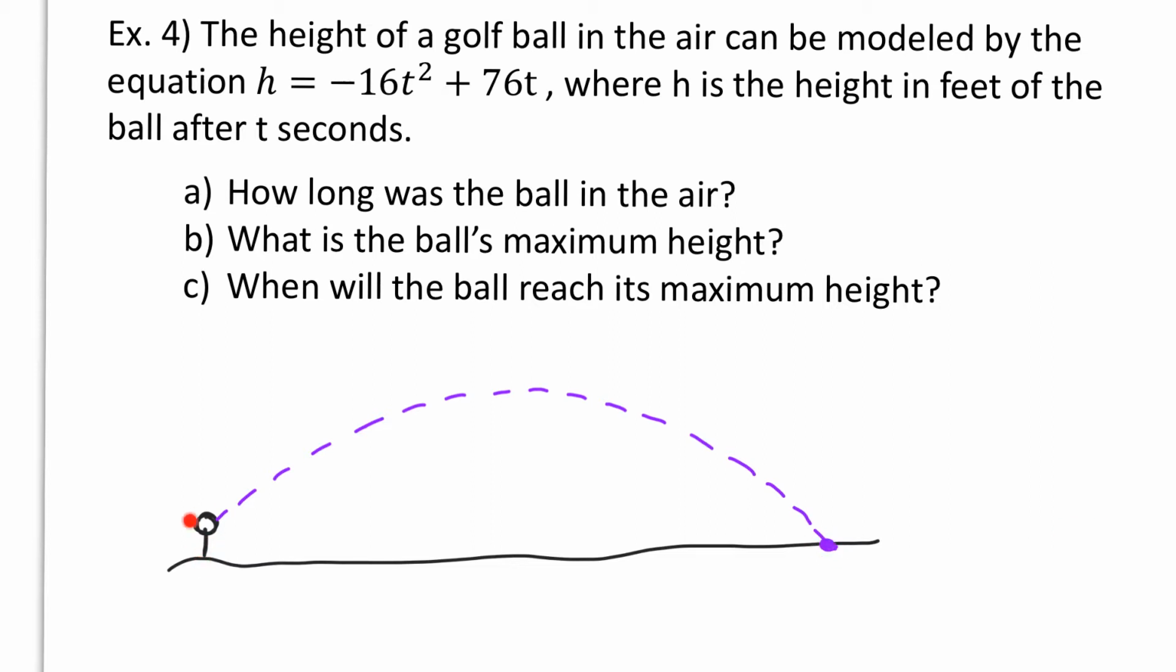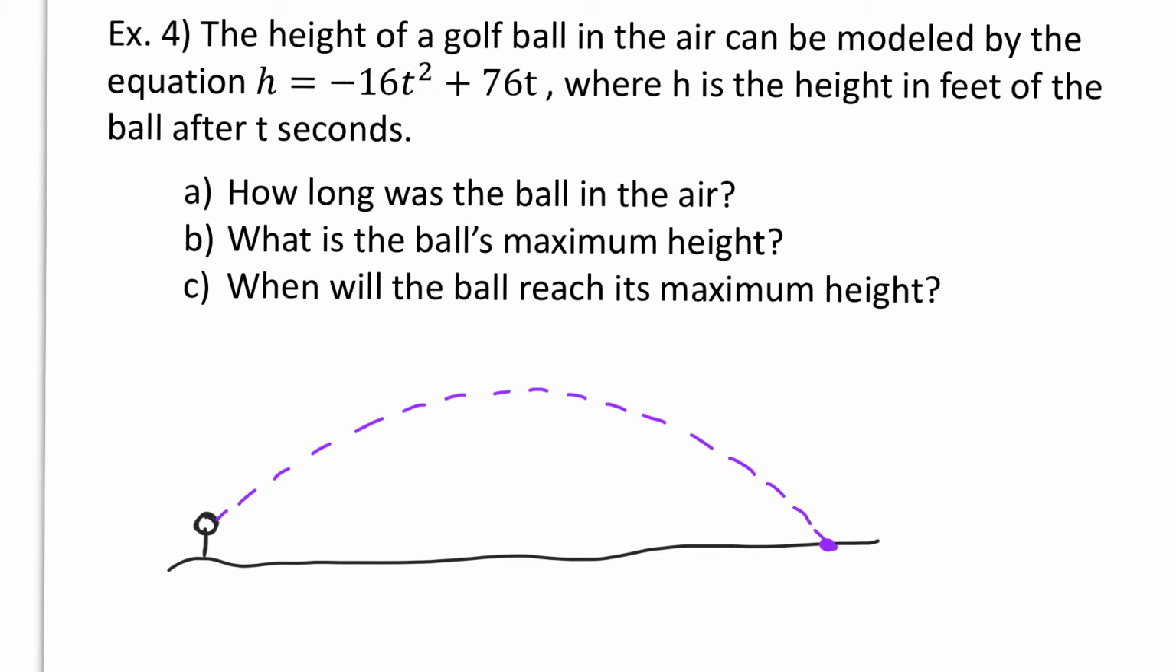So the starting point here goes up and it comes down. Well, guess what? This path of the ball is a parabola. It's an upside down U-shape. And you notice this number here, the one with the t squared, is negative. That's your a value. When the a value is negative, the U-shape goes down.